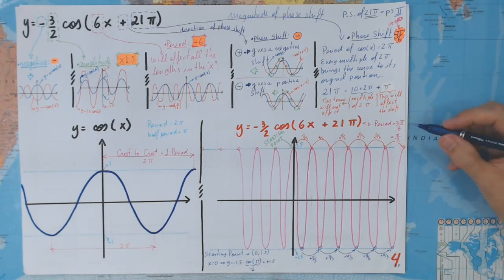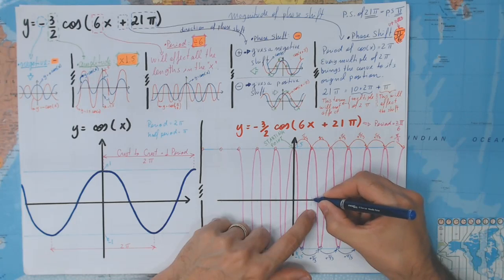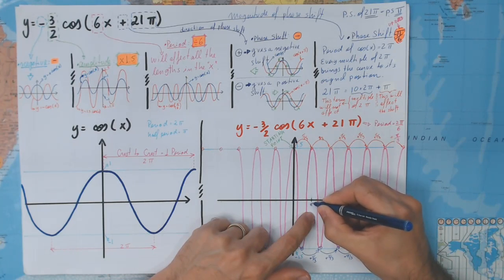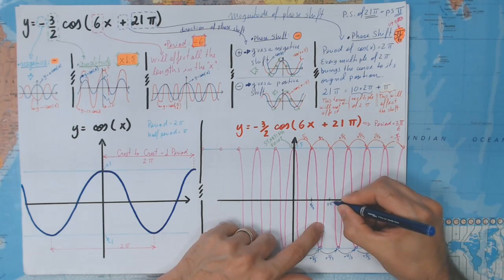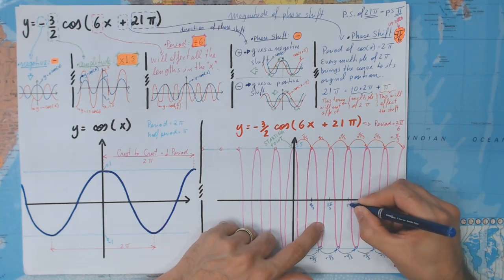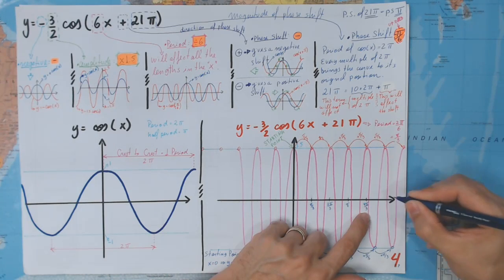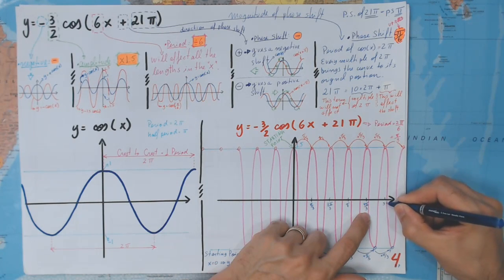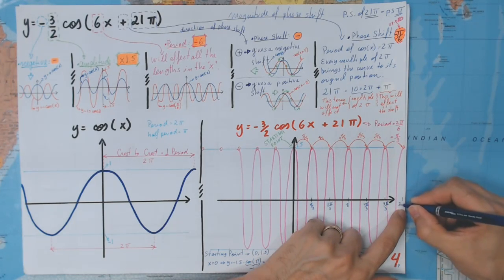What is going to be this last one? Let's put the numbers in here. This is going to be pi over 3, okay? Pi over 3. This is going to be 2 pi over 3. This is going to be just pi. Then 4 pi over 3. This one is going to be 5 pi over 3. And this is going to be our 2 pi.